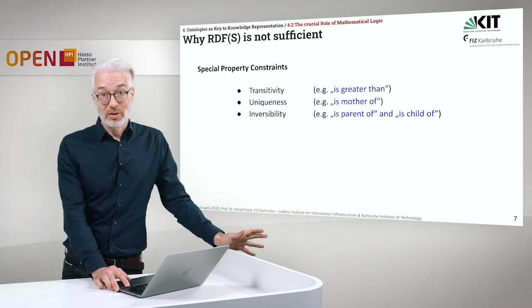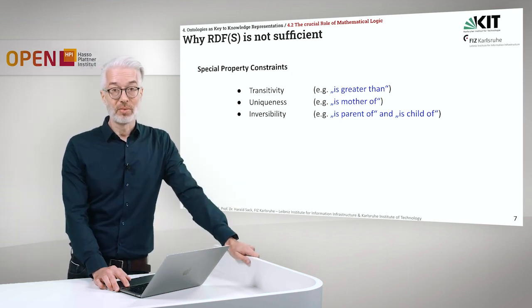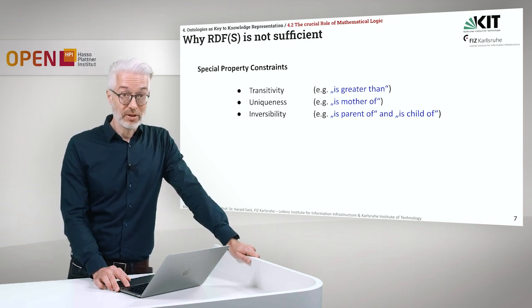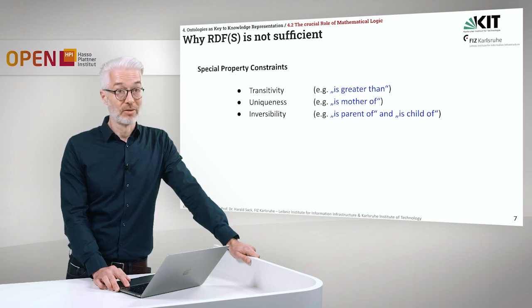Inversibility. So some properties might be the inverse of another property. Like, for example, compare is parent of and is child of. So they are inverse to each other. And we need means to express exactly that.